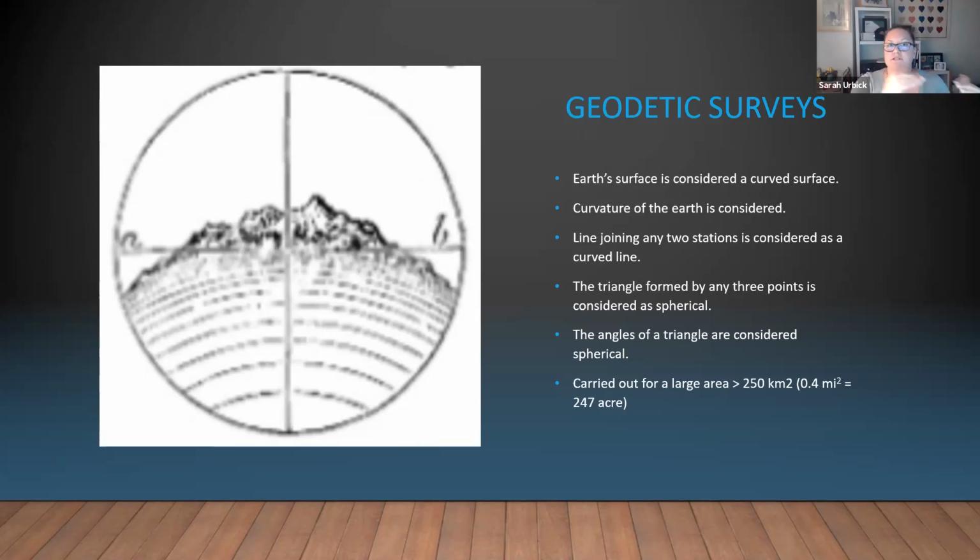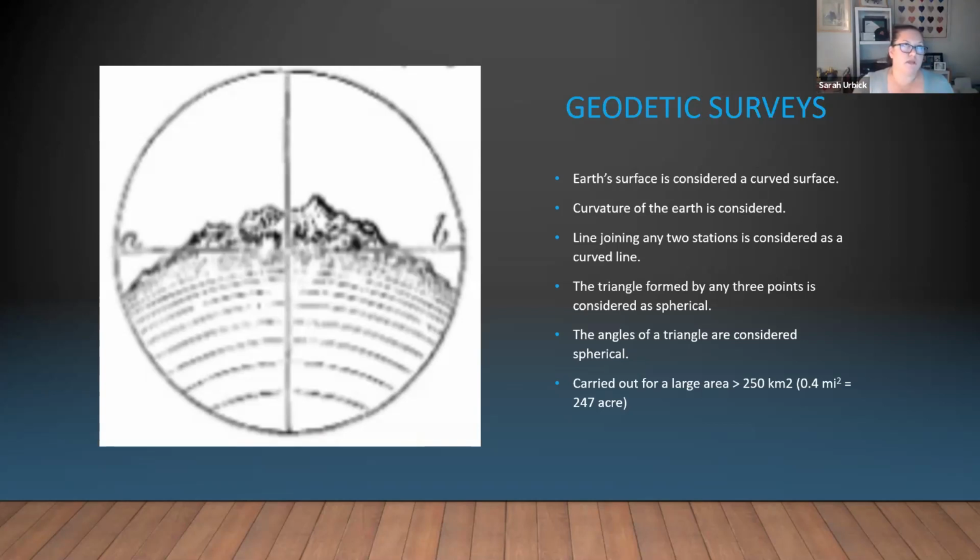Any two stations, the distance between them is considered to be a curved line, the radii being the dimensions of the planet. Any triangles, instead of being a nice flat triangle, they're suddenly curved. They're going to have an arc shape to it.